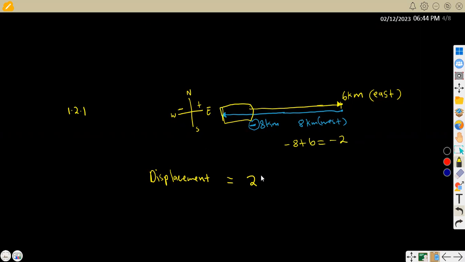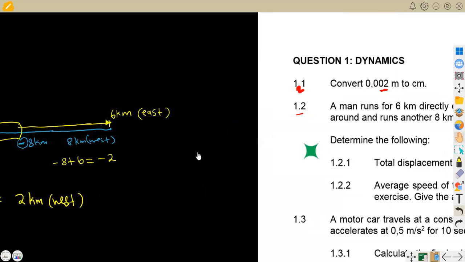Sorry guys. That will be 2 kilometers to the west. Like I said, the negative simply indicates the direction, but you write the answer as a positive and indicate the direction, which is the west. So that is displacement.